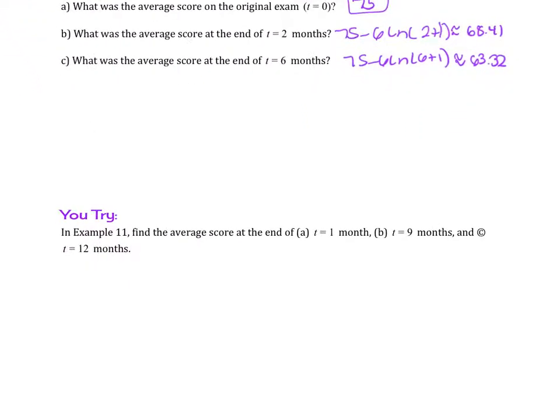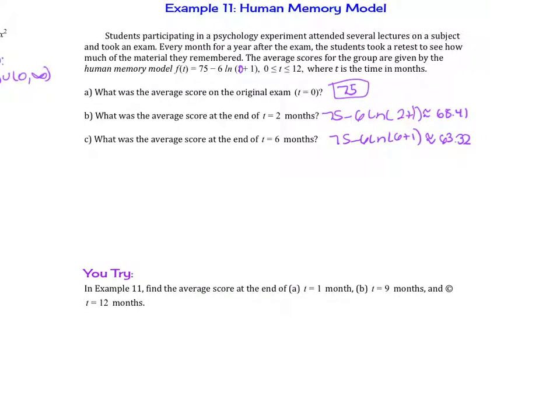So try this, the last example here, in example 11, find the average score now at 1 month, 9 months, and then the last one is C at t equals 12 months. So if you tried it out, if you plugged in t equals 1, you'd get approximately 71.84. At 9 months, that would be about 61.18%. And at a year, 12 months, that would be approximately 59.61%.